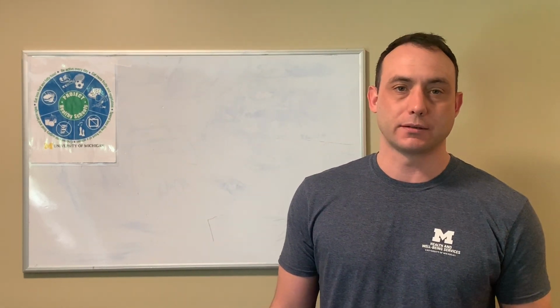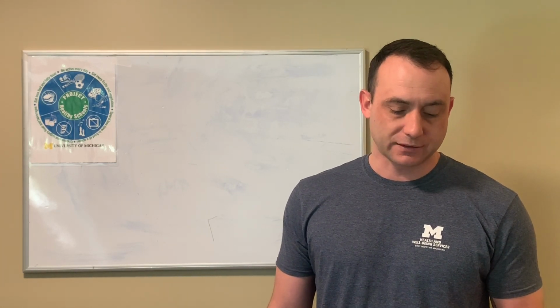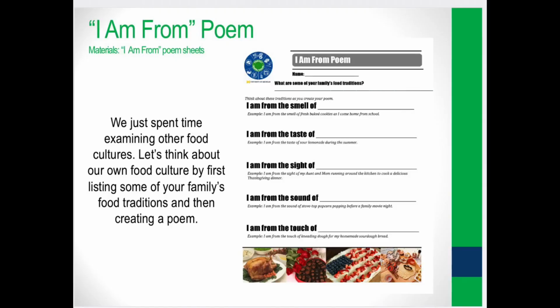So for our final activity, you're going to need your I Am From poem sheet. So go ahead and make sure you have that in front of you as we go through some examples. We just spent time examining all these other food cultures. Let's think about our own food culture by first listing some of the family's food traditions and then creating a poem. As you can see, we have these categories: I am from the smell of, I am from the taste of, I am from the sight of, I am from the sound of, I am from the touch of. So we want to really think about things that remind us of these things. And these are going to be unique and personal to you.